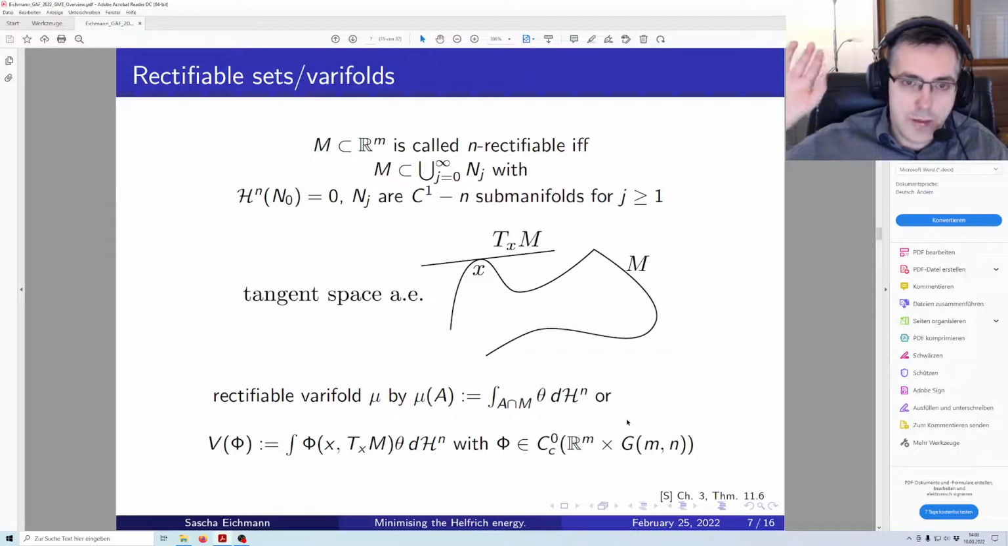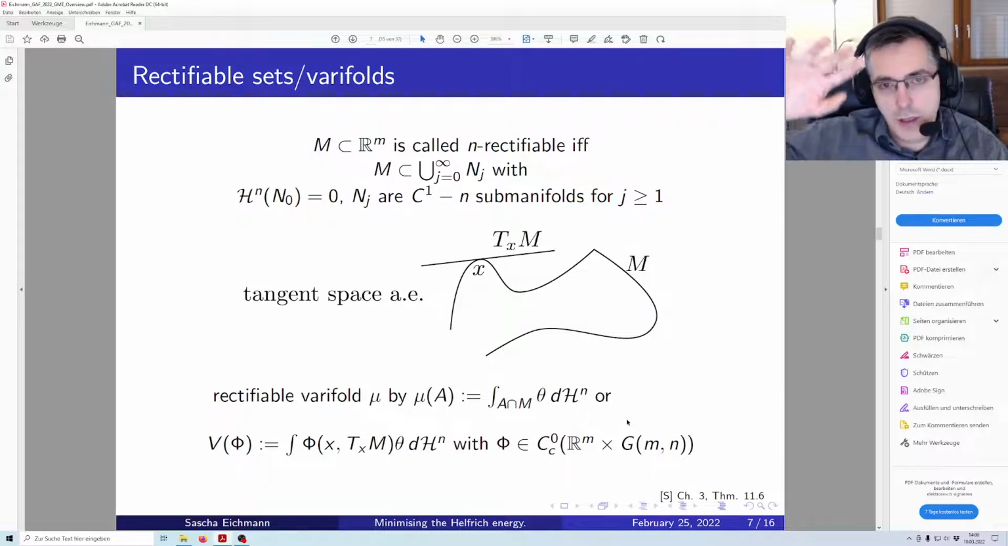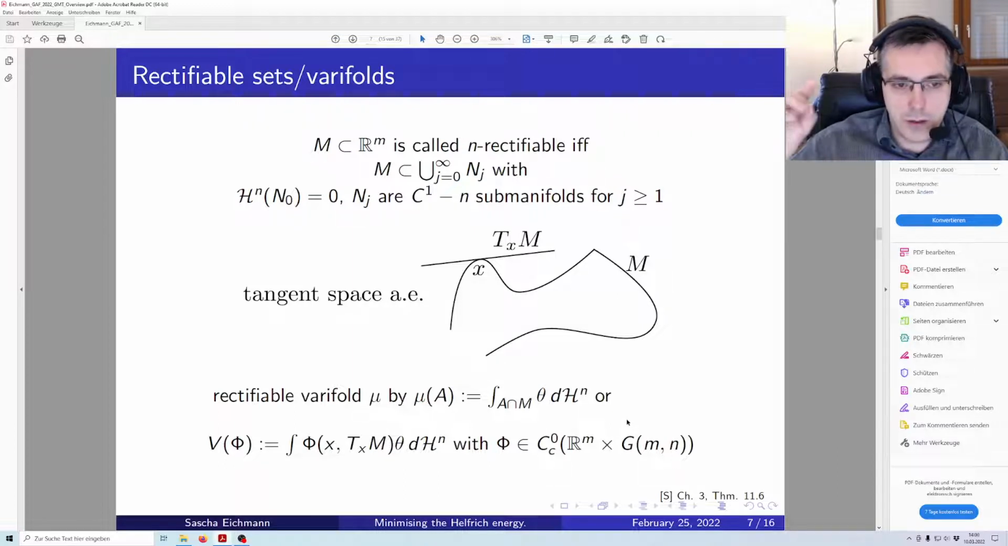And now we know what a rectifiable set is. Rectifiable sets have tangent spaces, and then we can define the corresponding notion of rectifiable varifold. A rectifiable varifold mu is defined like this. So you integrate over a given density, and you integrate over the rectifiable set intersected with your given set A. And you integrate, of course, with respect to the n-dimensional Hausdorff measure. So this is an example of a rectifiable varifold.